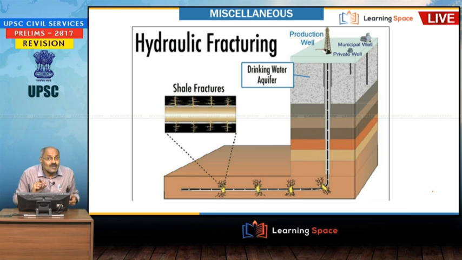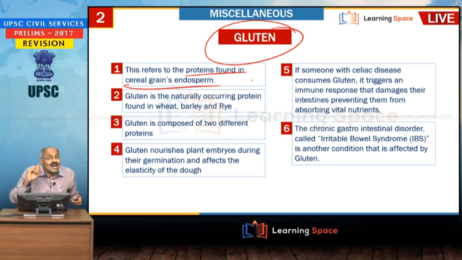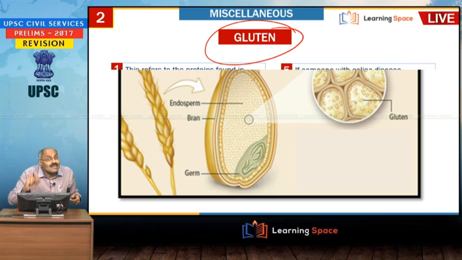So please look at this picture. When you look at the second one, this is gluten. This gluten is quite often in the news. Gluten is nothing but the proteins found in cereal grains' endosperm. This gluten naturally occurs. This is protein, please don't forget. This naturally occurs in wheat and barley.